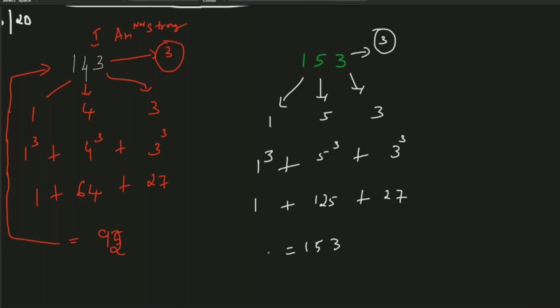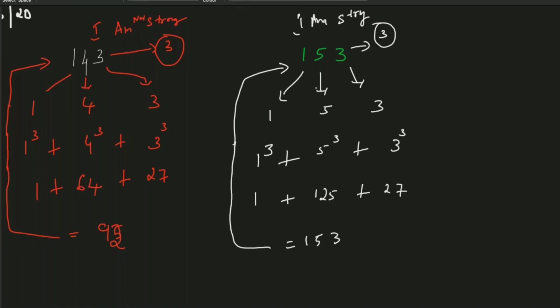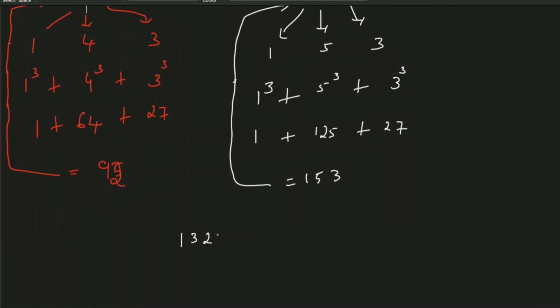So I need to compare this with 153, whether it is equal to 153. Yes, it is equal. So 153 is equal to 153, and this number is called an Armstrong number. For example, if I have a number with 4 digits, like 1 3 2 4, depending upon the length, I first need to calculate the length. The length of this number is 4.